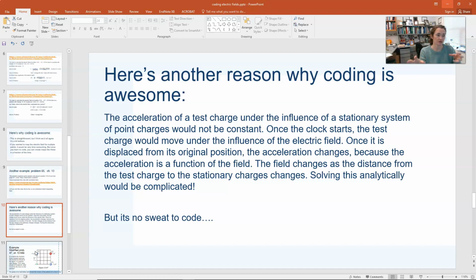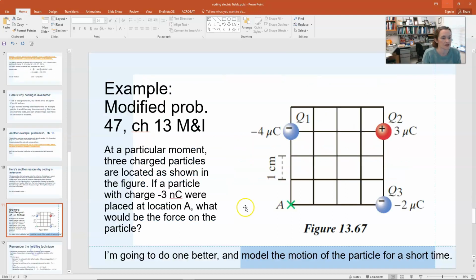And depending on the location of all the source charges, it could be quite complicated to figure out, and it gets really tedious to map all that out. So solving these kinds of things analytically would be quite complicated, but in terms of coding, the coding is pretty straightforward, okay? So let me show you what I mean by that with another example from Matter and Interactions. This is number 47 from chapter 13 of Matter and Interactions, and this is our setup.